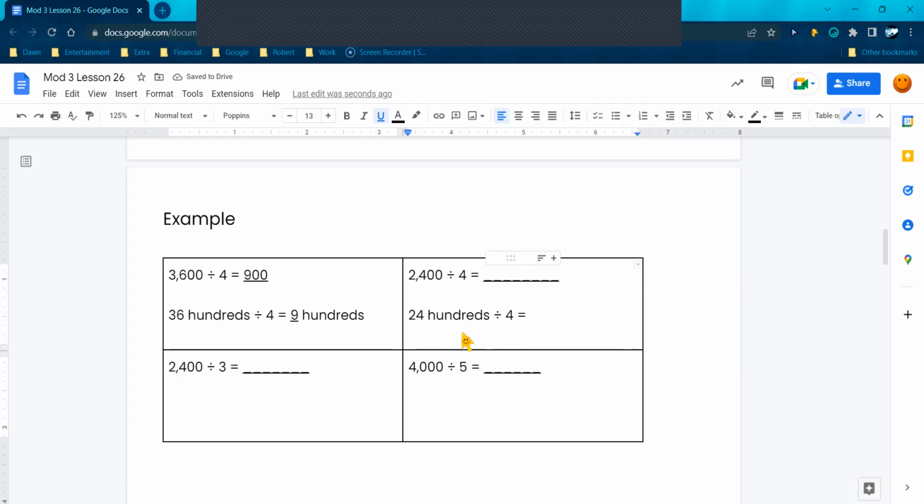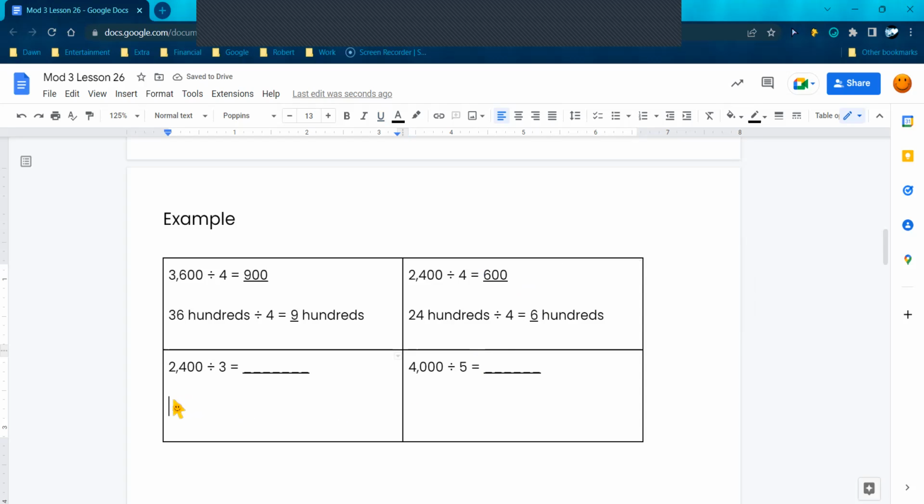so 4 goes into 24. Again, I'm saying my multiples out loud so that I learn them, but also so that I can see how many times 4 goes into 24. So what number multiplied by 4 gives me 24? So I have 4, 8, 12, 16, 20, 24. I see that that's 6 times. So I'm going to write my 6. And yes, you have to write the word hundreds because it's just not 6. So right up here, I changed the word form 6 hundreds to number form 600.